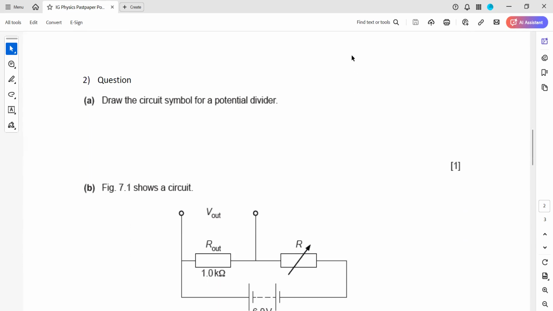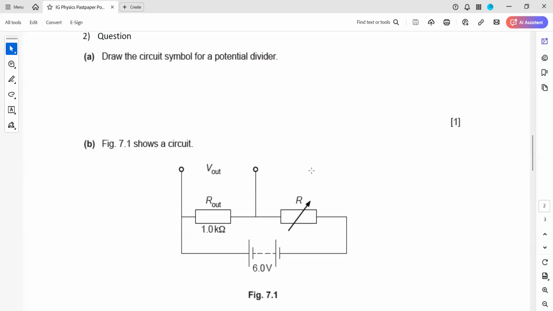Draw a circuit diagram for a potential divider. Yes, finally something I studied. Potential divider. This is a potential divider circuit. What is the symbol for a potential divider?